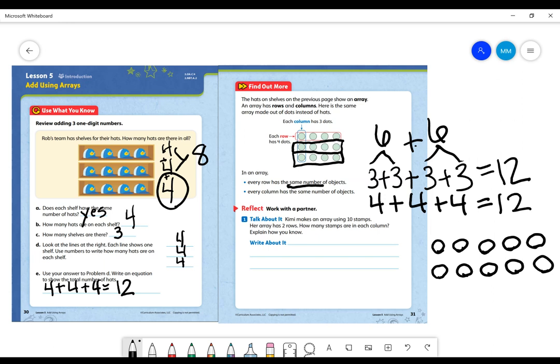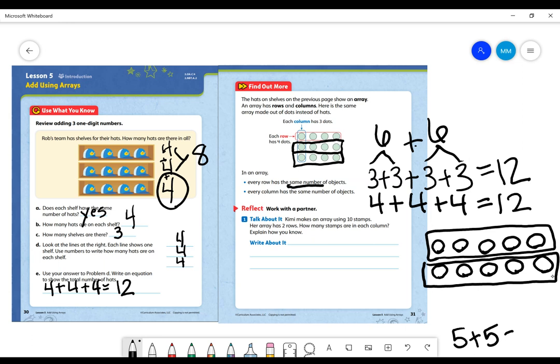So I had 2 rows of 5. I have 5 in each row. It has to be the same number. So I'm going to put a box around my top row of 5 and a box around my bottom row. So that would be 5 plus 5. I had 2 groups of 5. And together those made 10. This is an example of an array. I can draw it out and add my 2 parts.